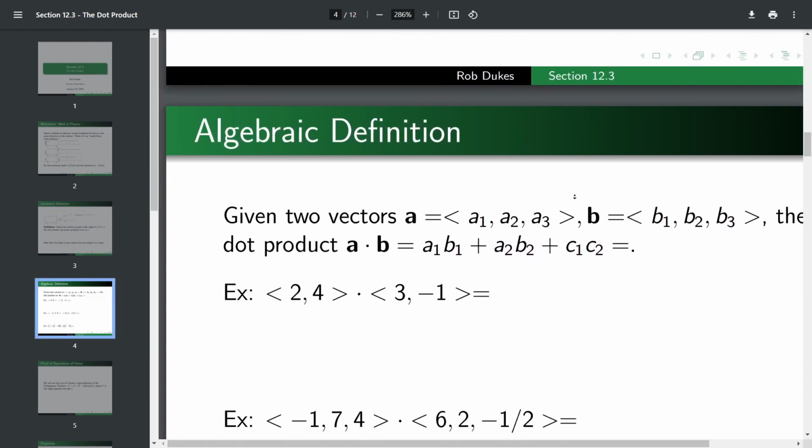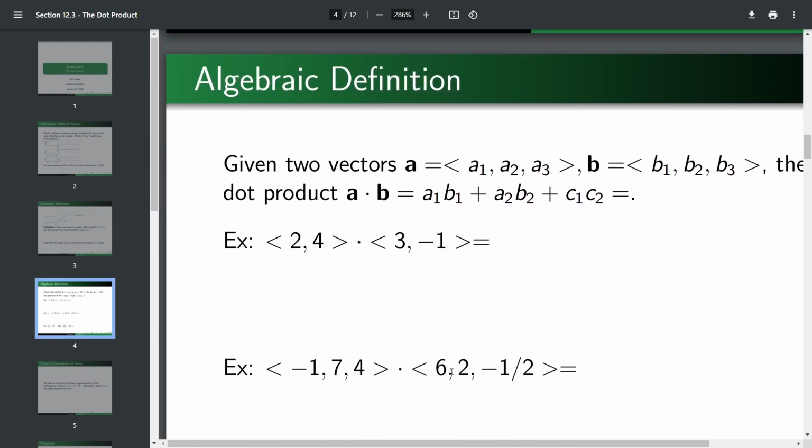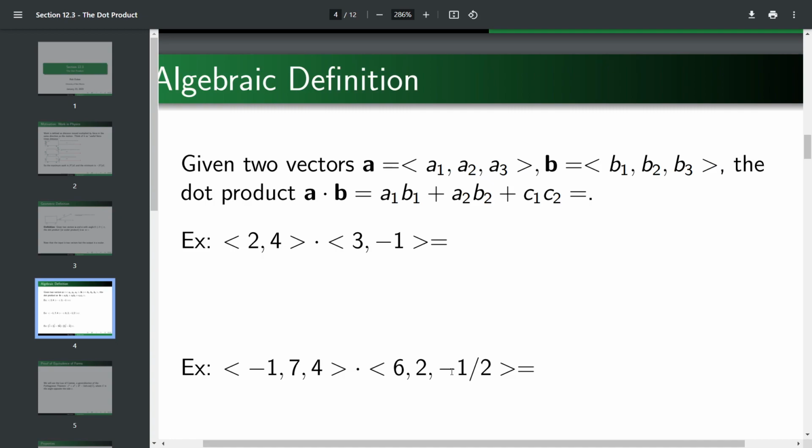Now the other way of defining a dot product that's a little easier to work with is this algebraic method, because a lot of times you won't know what the angle theta is. So instead we have this other method. We've got two vectors, a1, a2, a3, and b1, b2, b3. We just multiply each component by its corresponding component and then add up all those products.